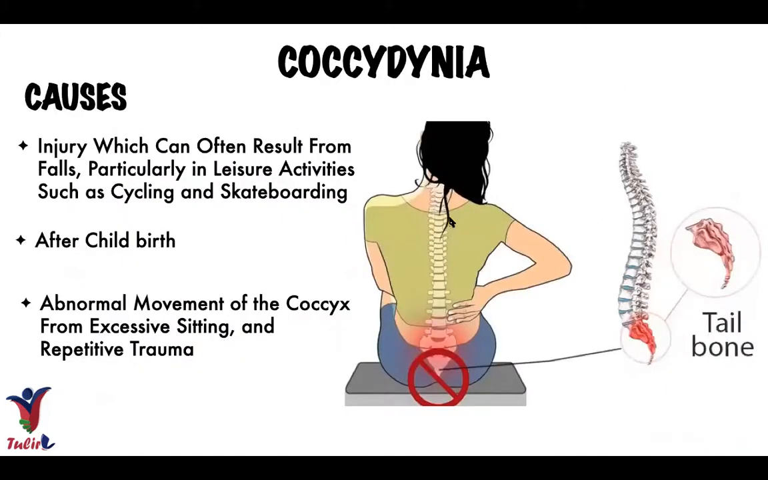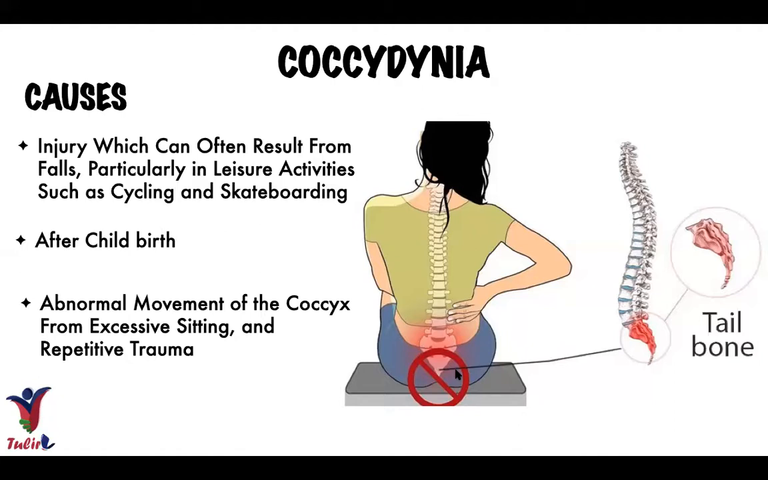And one more condition is called coccydynia. Coccydynia is inflammation of the tailbone. We have a bone called the coccyx. As we discussed, 3 to 4 bones fuse together to form the coccyx. Coccydynia is a condition where this coccyx bone is inflamed. The main cause is cycling or any kind of repetitive activities. Even IT software people who sit for a long time, even doctors, get this problem. And a few women face it after childbirth, or any abnormal movement of the coccyx leads to coccydynia.